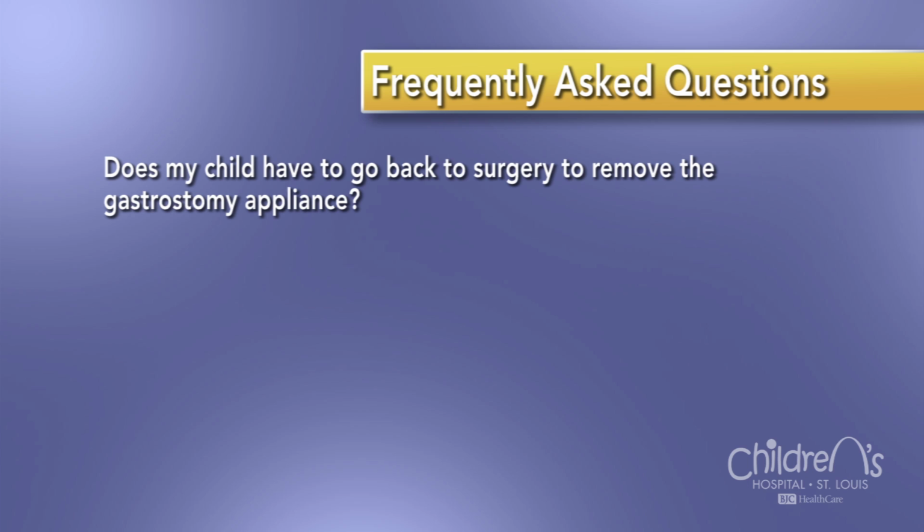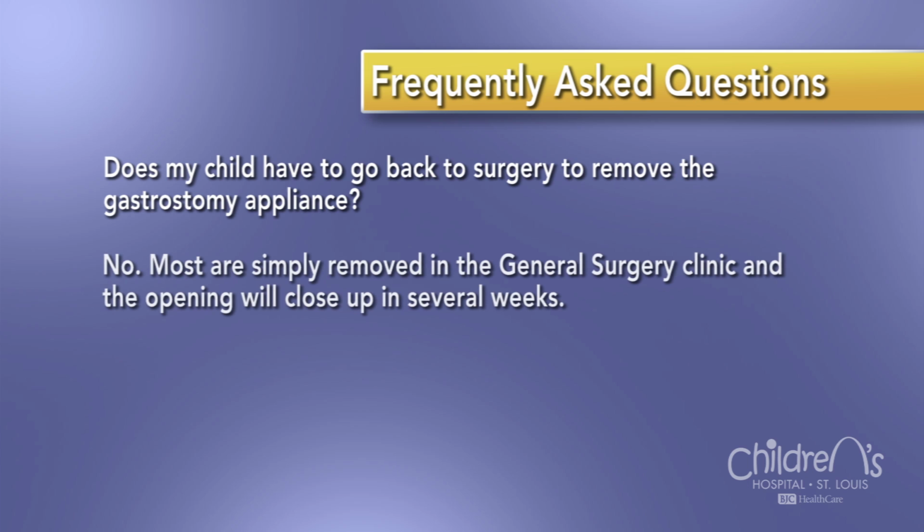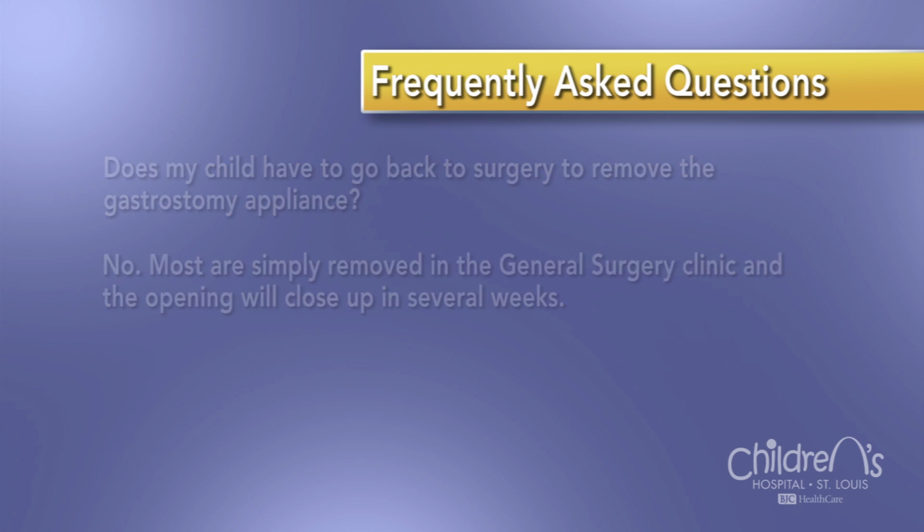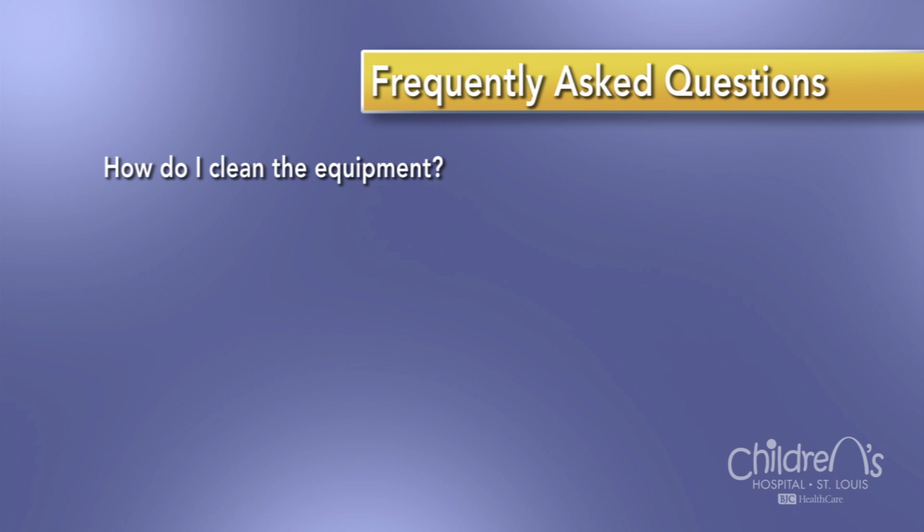Does my child have to go back to surgery to remove the gastrostomy appliance? No, most gastrostomies are removed in the general surgery clinic, and most close up in several weeks. Some leaking from the stomach is normal after removal of the gastrostomy appliance. The nurse in the surgery office can show you how to put a dressing over the old gastrostomy site. However, your child may require an operation to close the opening if the gastrostomy was in place for a long time.